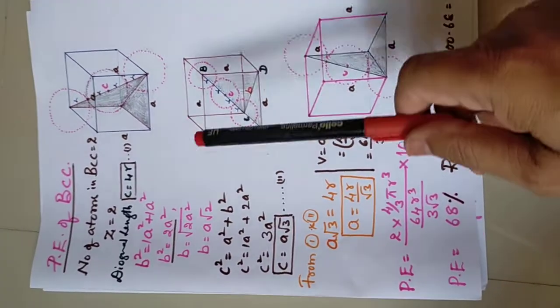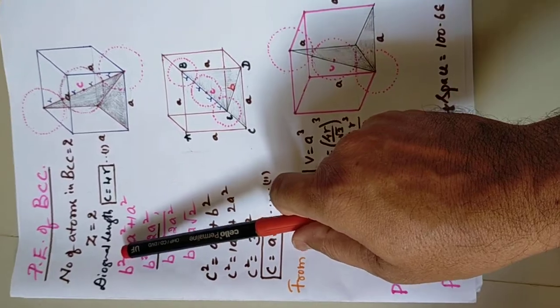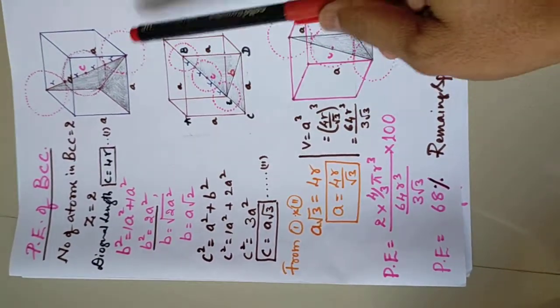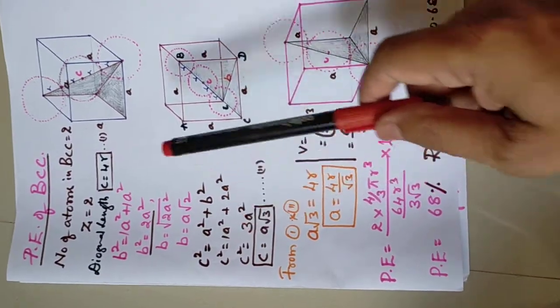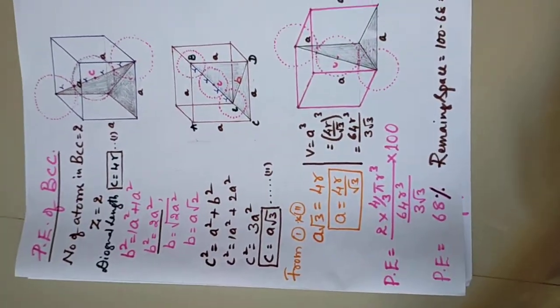Then come to this one. Let us take it now. What about B square? So first I go for the B square. B square is again a right angle triangle. We know that from the Pythagoras theorem.